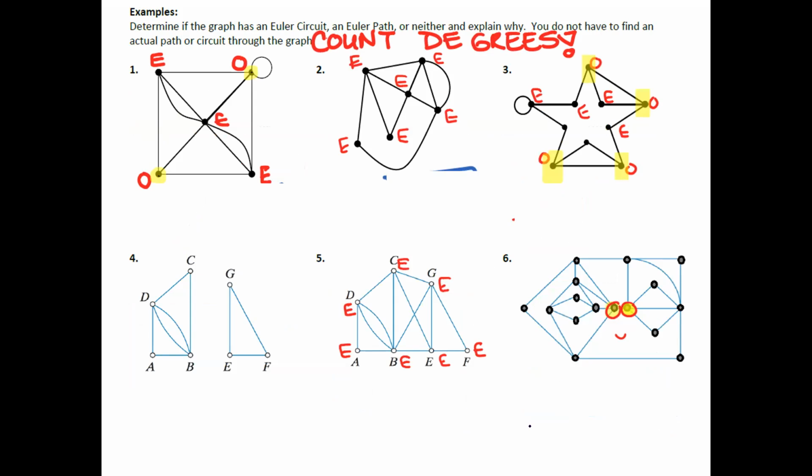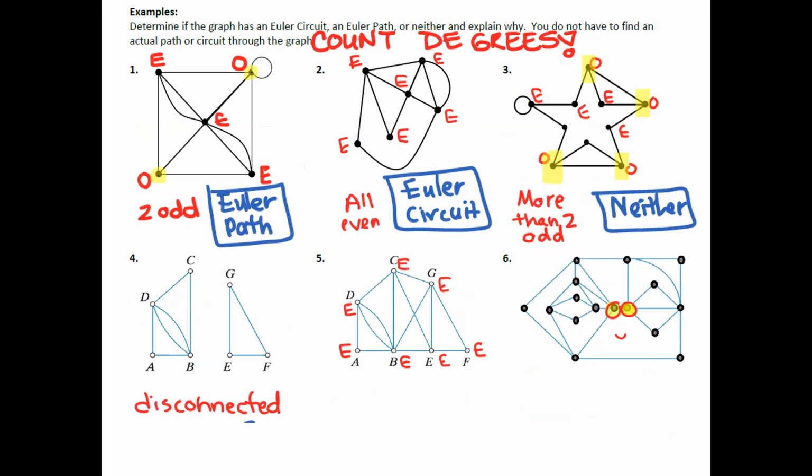All right, determine if the graph has a circuit, path, or neither, and explain why. So pause the video and try 1, 2, 3, 4, 5, 6. All right, let's take a look at the answers here.